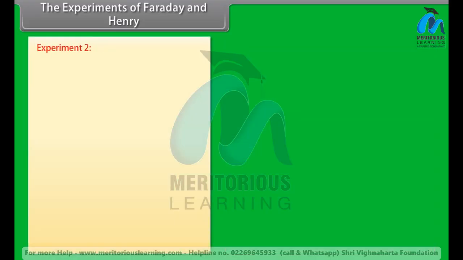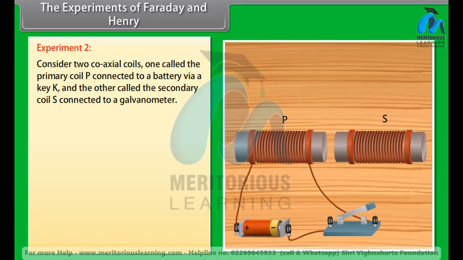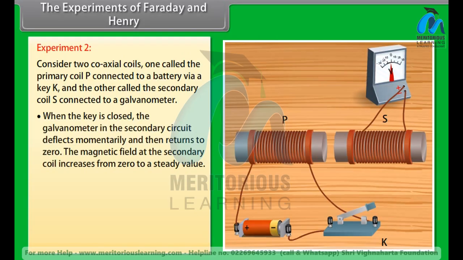Experiment 2. Consider 2 coaxial coils, one called the primary coil P, connected to a battery via a key K, and the other called the secondary coil S, connected to a galvanometer. When the key is closed, the galvanometer in the secondary circuit deflects momentarily and then returns to 0. The magnetic field at the secondary coil increases from 0 to a steady value.